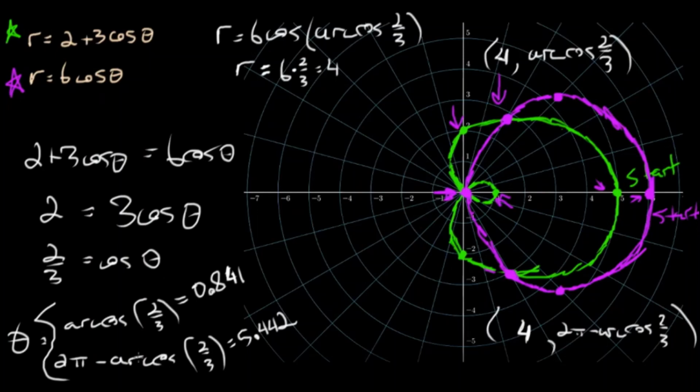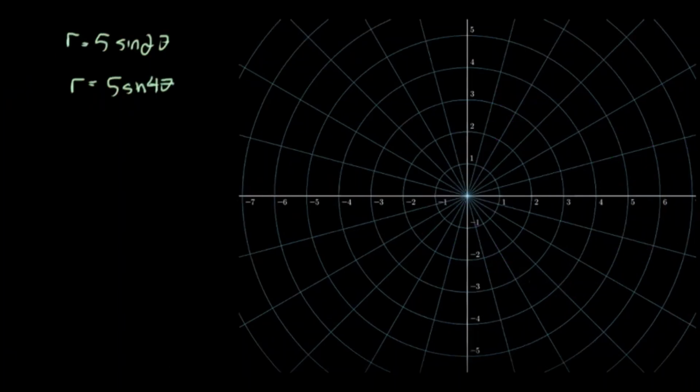All right, I got one more for you just for practice sake. I set it up right here. We got 5 sine 2 theta and 5 sine 4 theta. So this is mainly also to get practice with graphing these roses. So 5 sine 2 theta, we have a petal length of 5, and we're going to have 4 petals. Down here, we're going to have a petal length of 5, and we're going to have 8 petals.